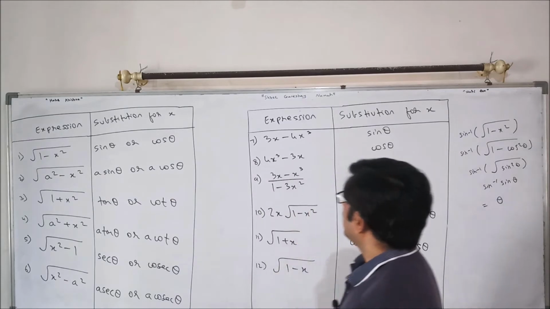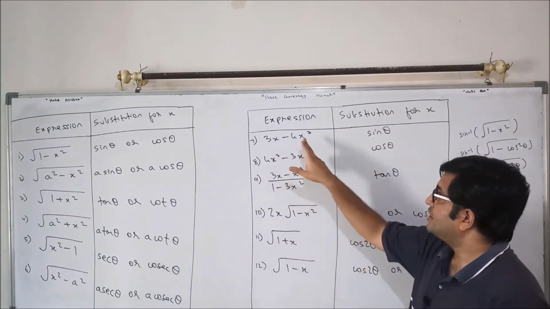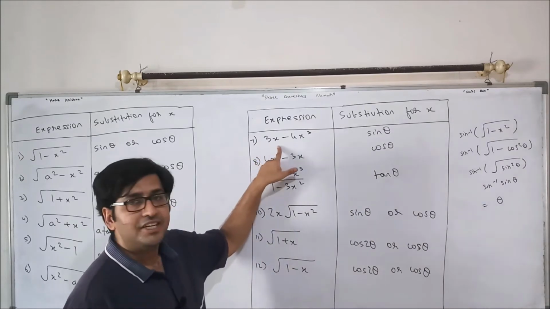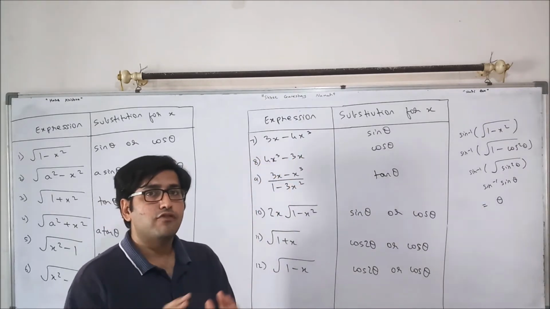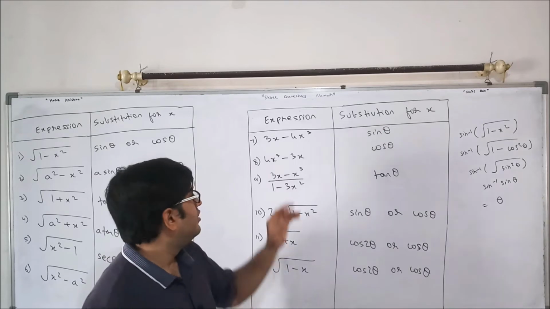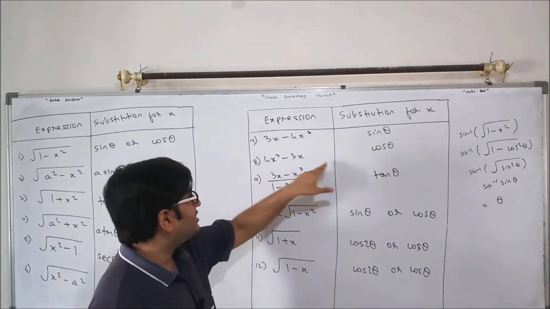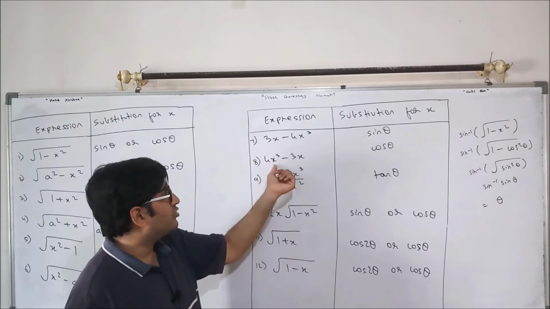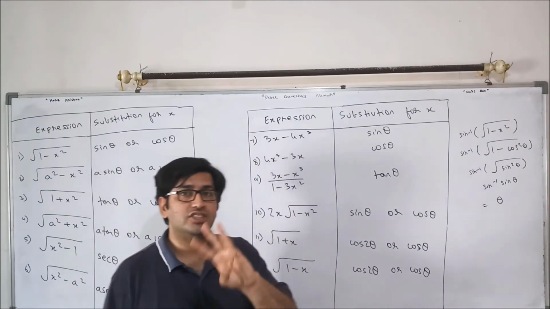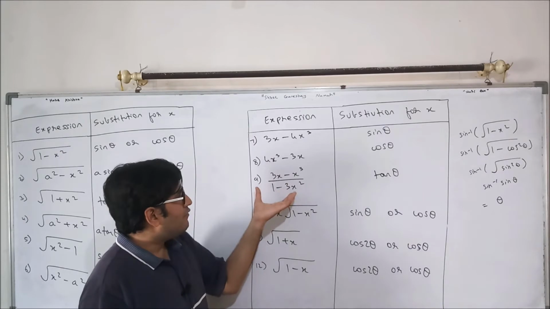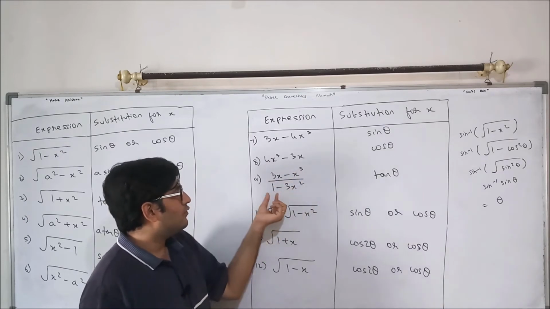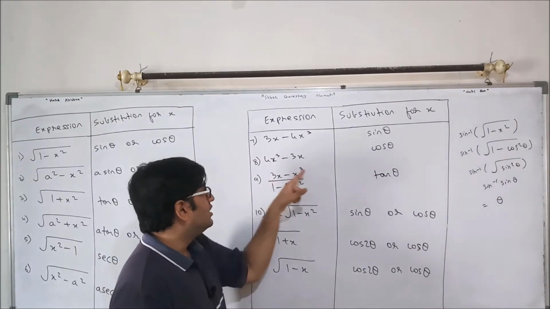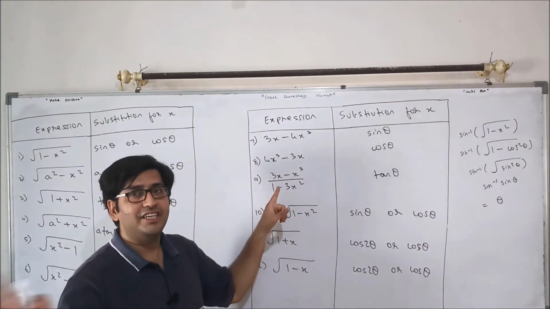Okay, coming to the seventh one, if you have 3x minus 4x cube, we are going to put sin theta because 3 sin theta minus 4 sin cube theta is the formula for sin 3 theta. Okay, coming to the eighth one, 4x cube minus 3x, we put cos theta because this will become 4 cos cube theta minus 3 cos theta, which is cos 3 theta. If you have a big term like this, 3x minus x cube upon 1 minus 3x square, you go for tan theta because if you put tan theta, this will convert to the tan 3 theta formula.